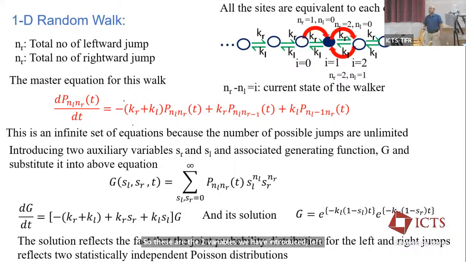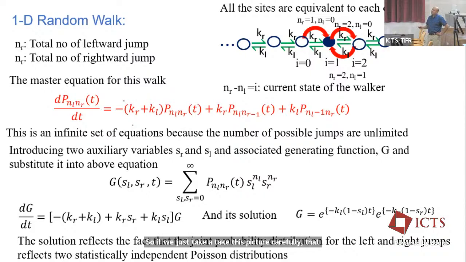So this is a discrete type of description of how the movement of these particles is happening. We have introduced this variable NL, the total number of jumps from left to right, and NR is the total number of jumps from right to left. The current state, if we know NL and NR, is basically the difference between NL and NR.